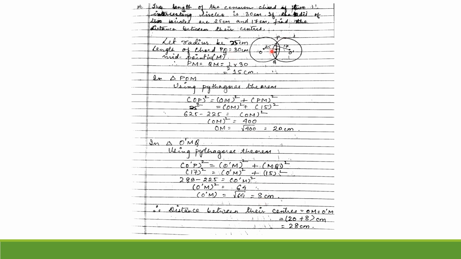Once adding the distances, we can get the distance between the two centers of the two different circles. So OM plus O dash M comes to 28 centimeter.